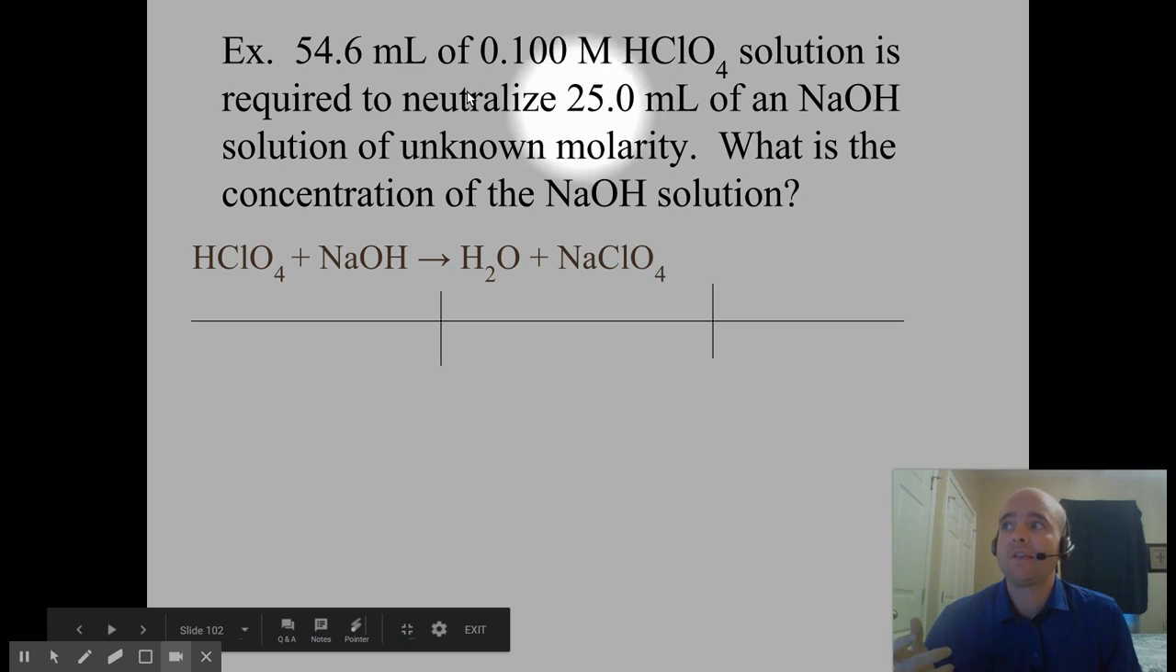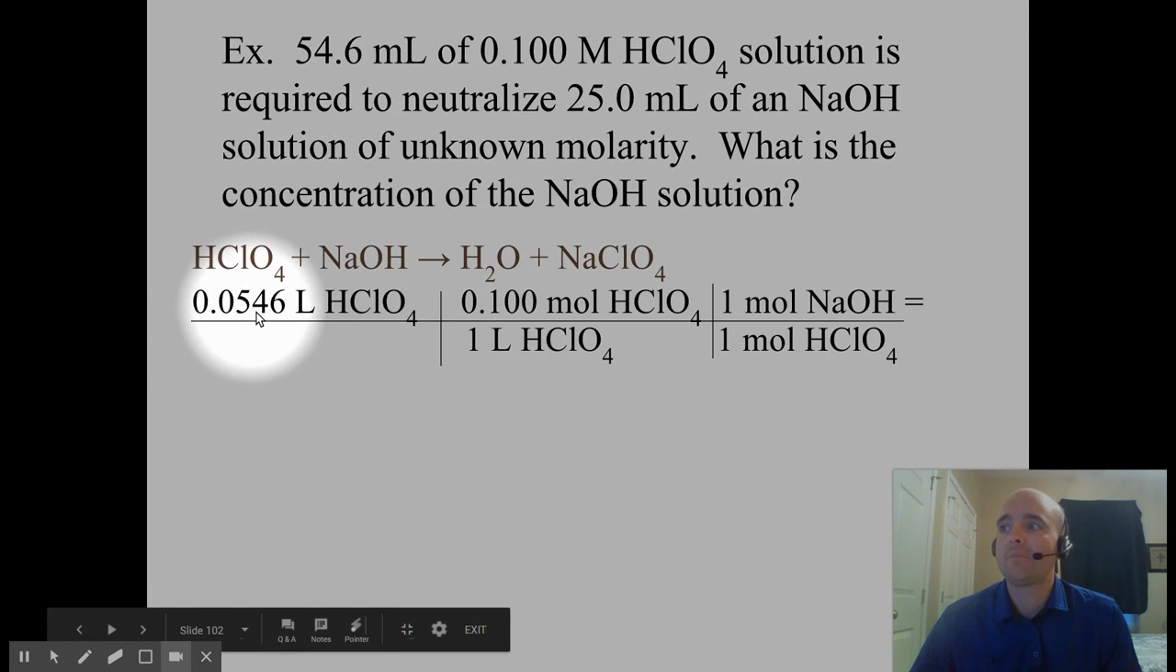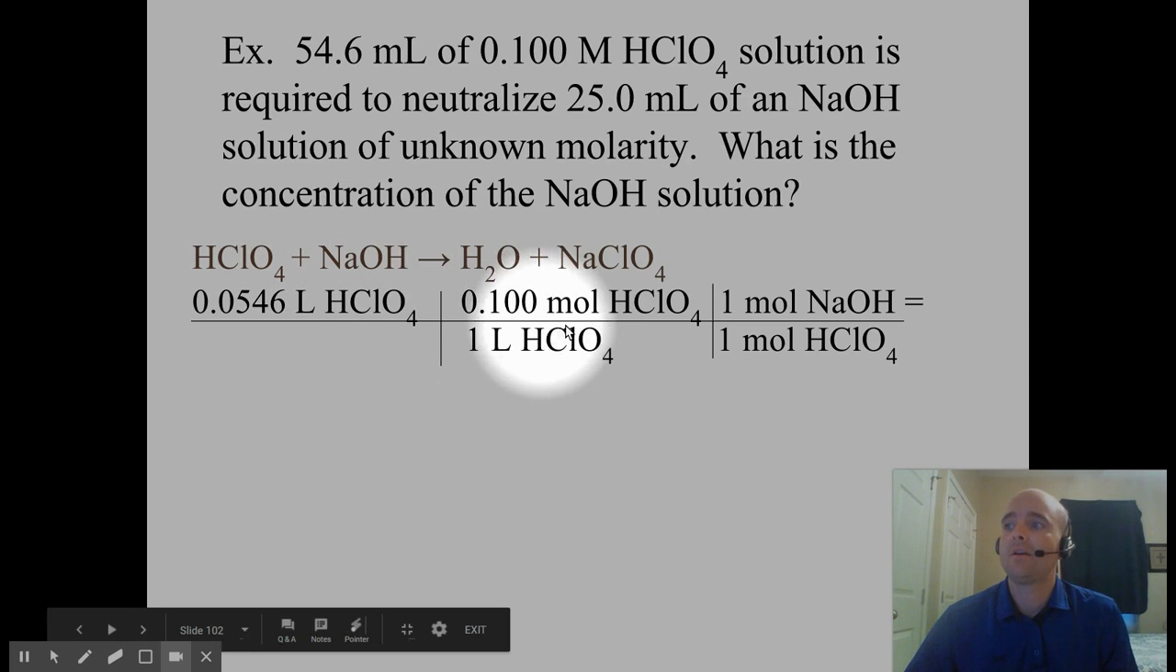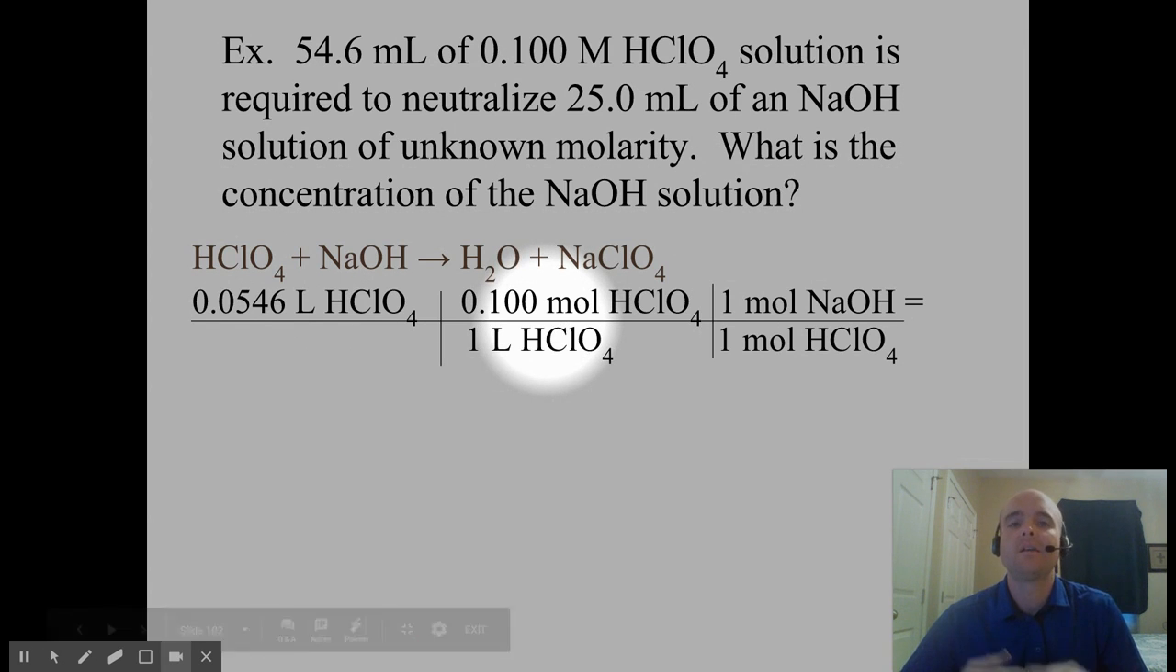So I will take my volume of my titrant and put it in the top left box. Then I will use the molarity to help me along the way. This is a great way to go. Notice that I put my original volume in liters because molarity has to be in liters, and I applied my molarity so that I would cancel out the liters. Now I've got moles left over.